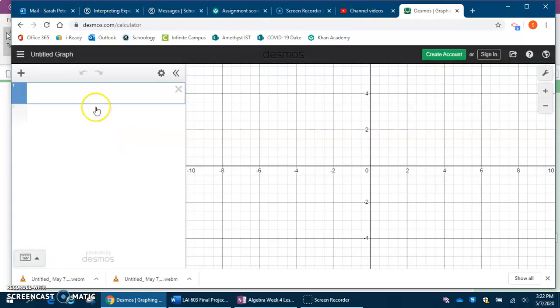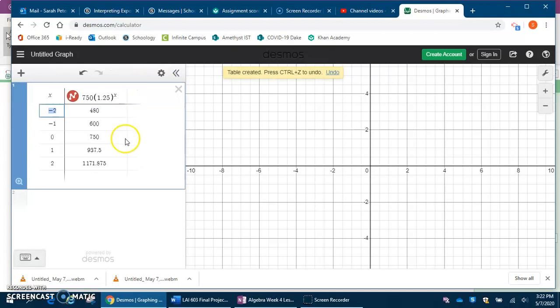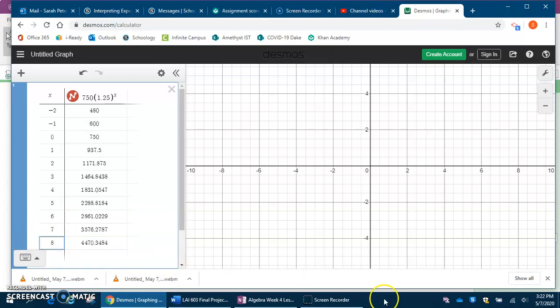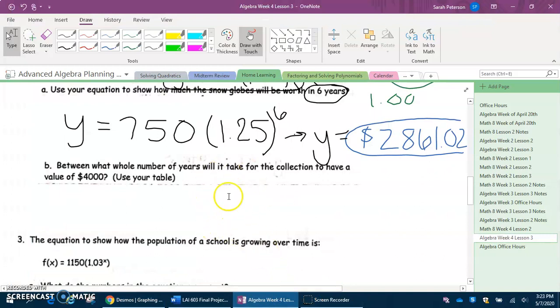Y equals 750 times 1.25 to the X power. And if you remember, you can look at the table here and look for when it'll reach 4,000, so you can keep adding numbers here. It'll be between 7 and 8 years. So that would be my answer for that one.